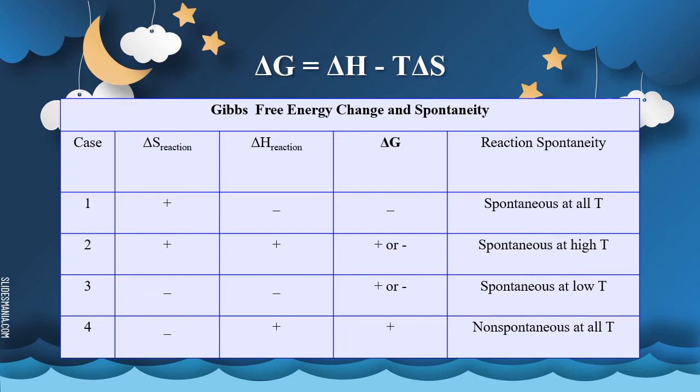And if you have negative S and negative H, the reaction is spontaneous only at low temperature. If delta S is negative, your delta H is positive, and you have a positive delta G, your reaction is not spontaneous at all. So even if it's high temperature or low temperature, it is not spontaneous. Therefore, we could say that it is not physical.